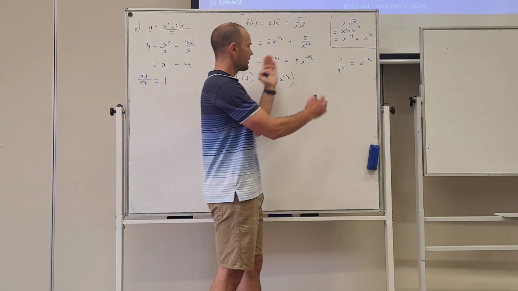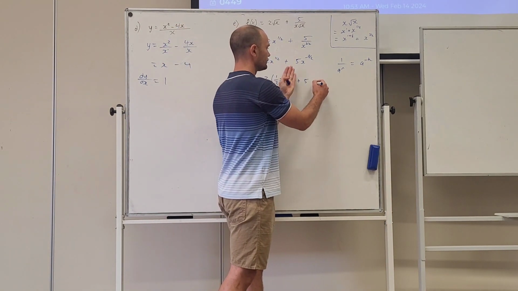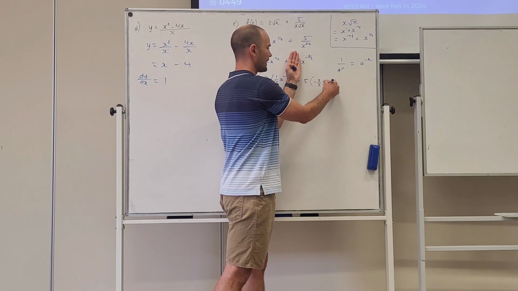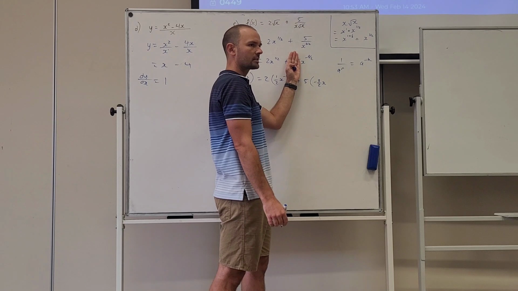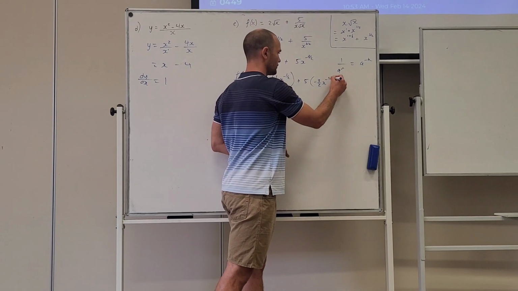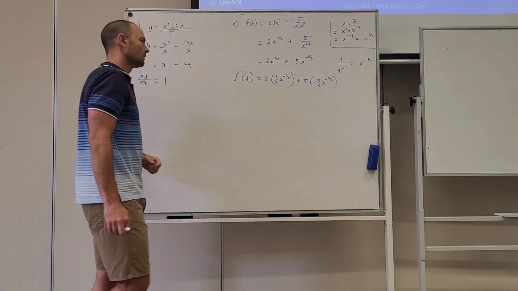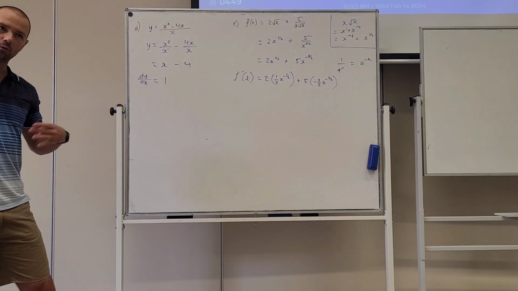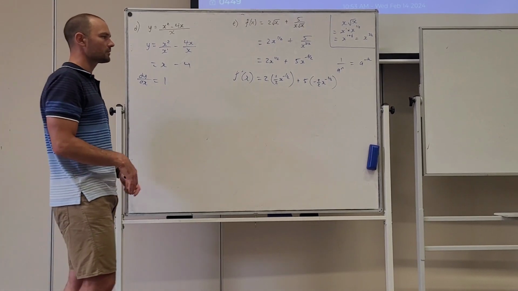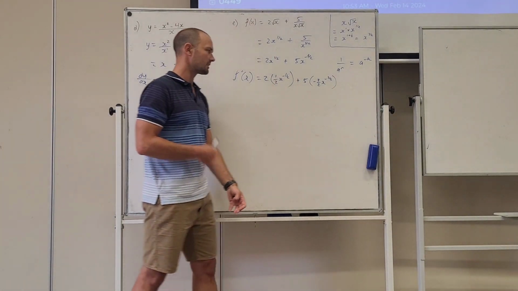And then the second term, that 5 is just going to hang out. And we're going to have minus 3 on 2, x to the power of minus 3 on 2 take away 1. That will be minus 5 on 2. So you get full marks there, right? You have differentiated it. Nonetheless, with these root ones, the textbook does like to simplify them.